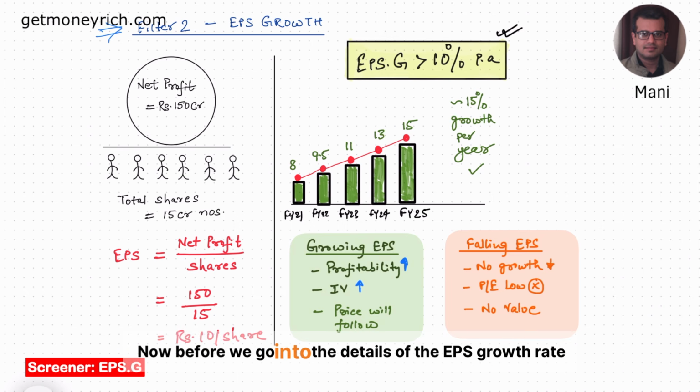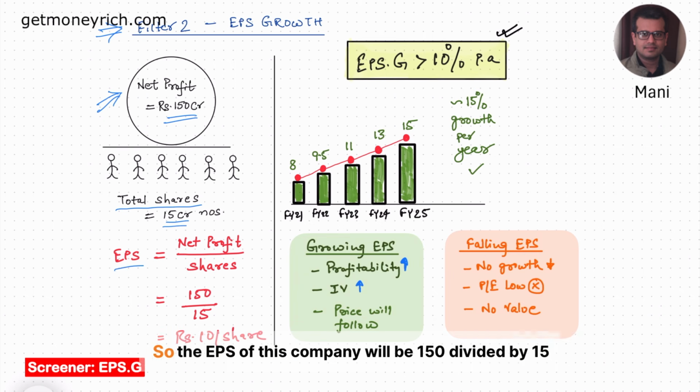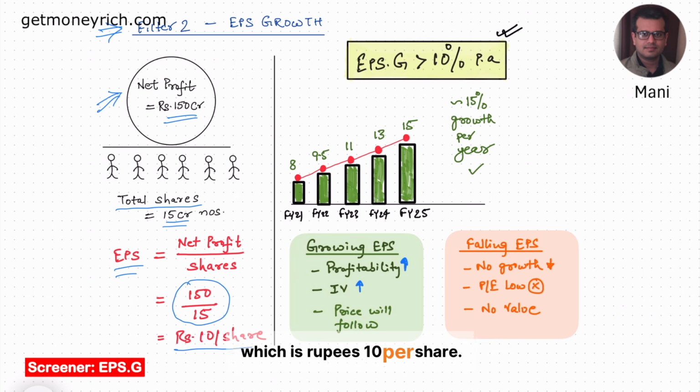Now before we go into the details of the EPS growth rate, just to give you an idea about what EPS is. Suppose there is a company whose net profit is, let's say, 150 crores and the total number of shares outstanding in the market is, let's say, 15 crore. So the EPS of this company will be 150 divided by 15, which is rupees 10 per share. So this is the way we can find the EPS of the stock, and what kind of EPS pattern we want to see in a stock.